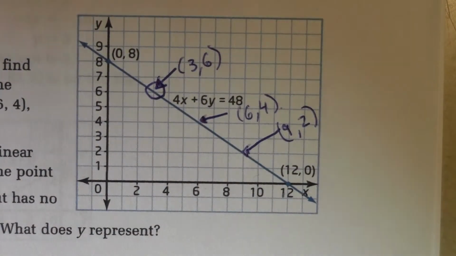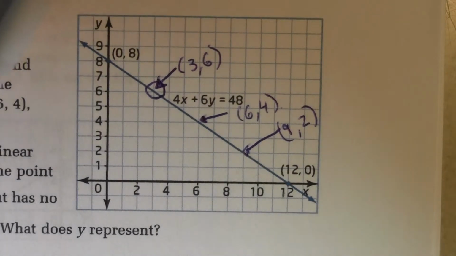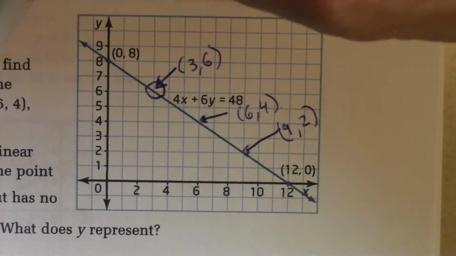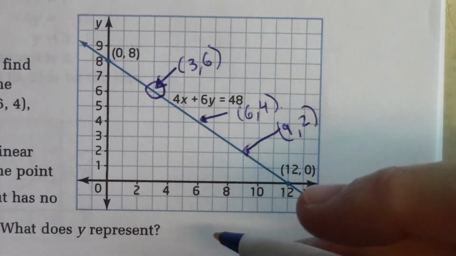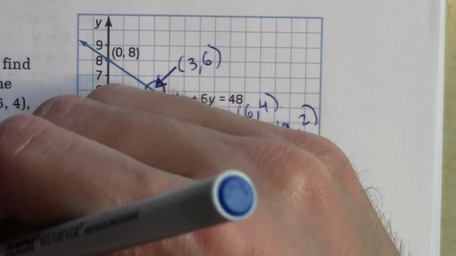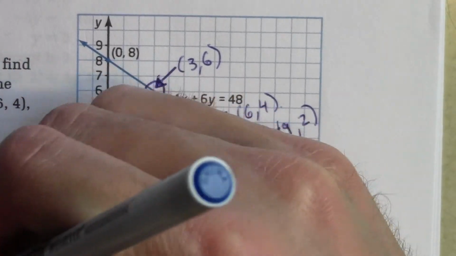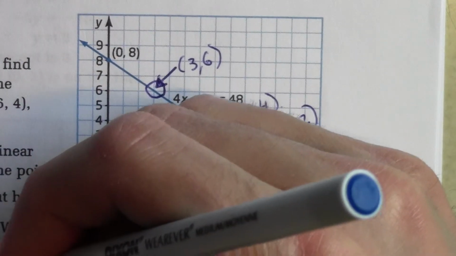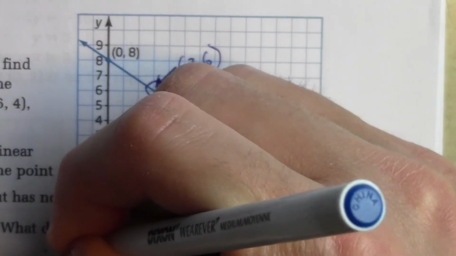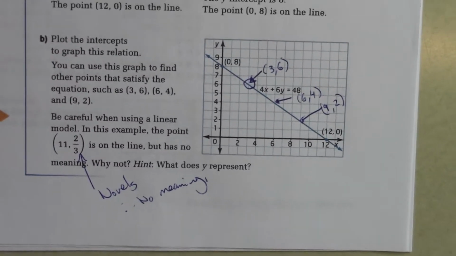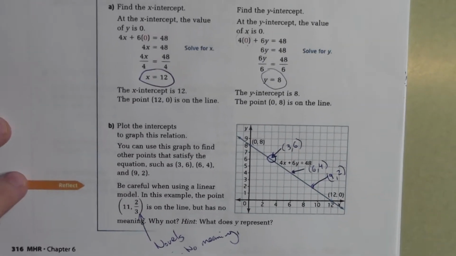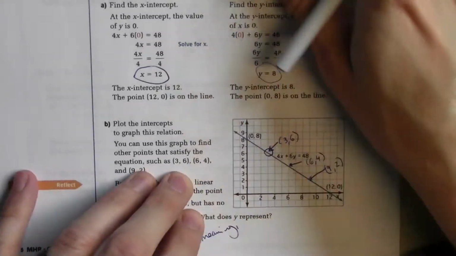Okay, there's our nice graph. You can use this graph to find other points. Be careful when using a linear model. In this example, the point 11 2/3 is on the line but has no meaning. Why not? Hint, what does y represent? This represents novels. Therefore, no meaning. Any questions on this stuff so far?